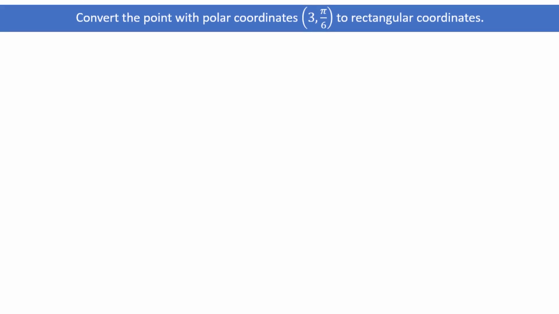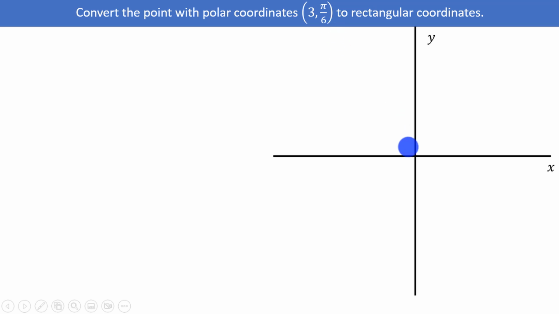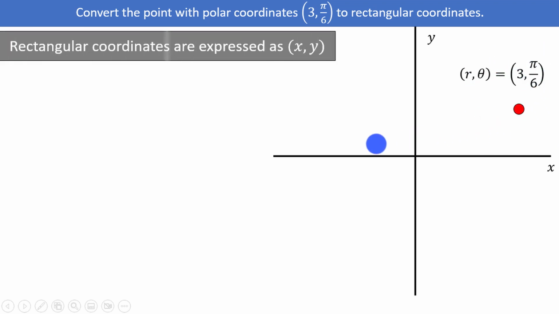Let's try going the other way around. Let's say we already have the polar coordinates 3, pi over 6, and we want to convert to rectangular coordinates. So on the graph, you could imagine us going in the pi over 6 direction 3 units. That would put us approximately over here at 3, pi over 6. Rectangular coordinates are expressed as x, y.